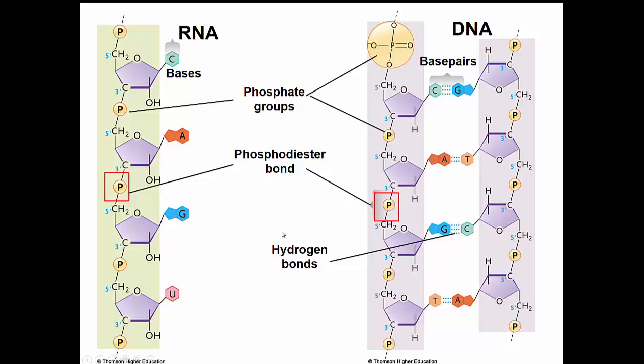Major differences between RNA and DNA. First, RNA has ribose as its 5-carbon sugar, which has a hydroxyl group in the 2' position, whereas DNA has deoxyribose, which has a hydrogen in that 2' position. RNA has U, whereas DNA has T. And RNA is single-stranded, whereas DNA is double-stranded, comprised of 2 strands that run anti-parallel to one another.